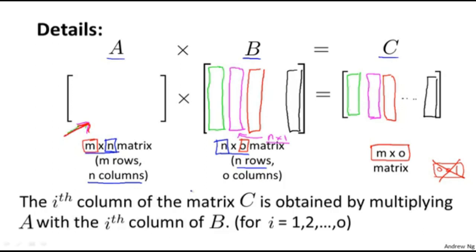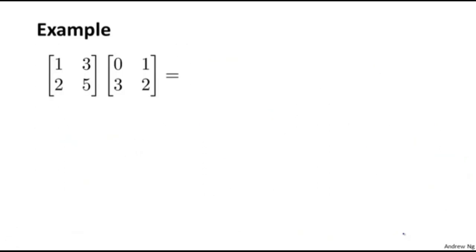Just to say that again, the ith column of the matrix C is obtained by taking the matrix A and multiplying it with the ith column of the matrix B, for the values of i equals 1 up through o. So this is just a summary of what we did up there in order to compute the matrix C. Let's look at just one more example.